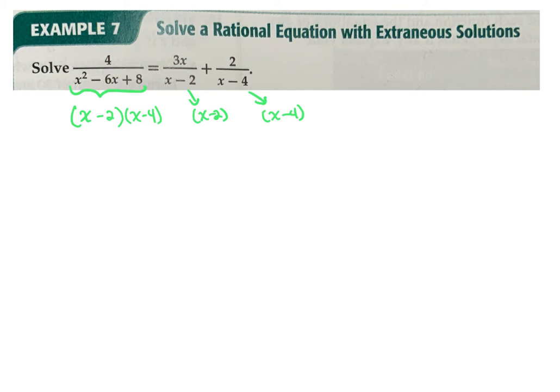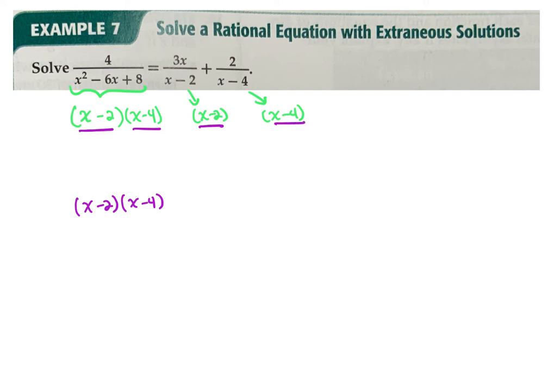To get a common denominator, you have to use each piece at least once. Now, if you had repeating factors, like let's say this was x minus 2, x minus 2, you would have to have it twice. Like if one of them has it twice, you have to list it twice, okay? But you just have to list each piece once, as long as each of them has it just once in there. So if I'm trying to find my common denominator, I have to use x minus 2, which takes care of that and takes care of that because I've used his. I have to use x minus 4, which takes care of that and takes care of that.